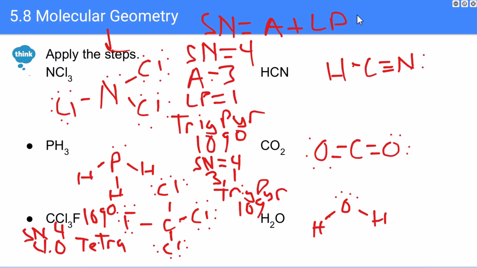This next one here, HCN, has 2 atoms and no lone pairs attached to a central atom. So we have a steric number of 2. It's 2 and 0, so it is linear, and it is 180 degrees.